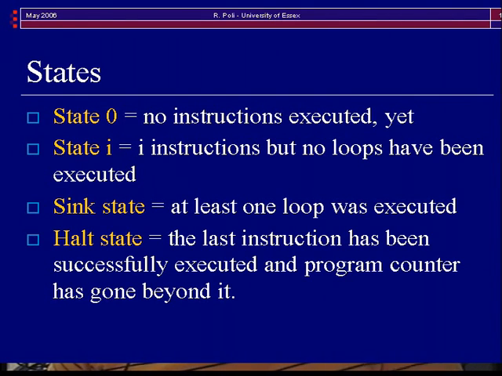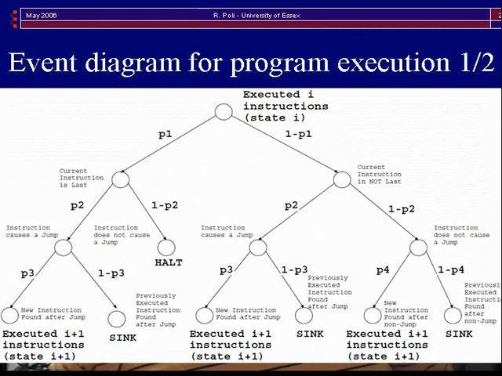In addition to these states, we also have a halt state, of course, which is the situation where we reach the last instruction in a program, and that instruction is not a jump, or if it's a conditional jump, it doesn't get executed. So we go beyond the end of that program. Okay, so we described the states. We need to talk about, naturally, the transition probabilities between states in order to get a complete model.